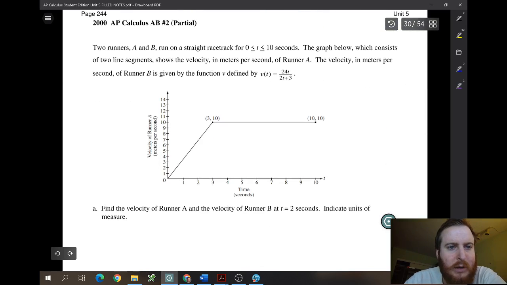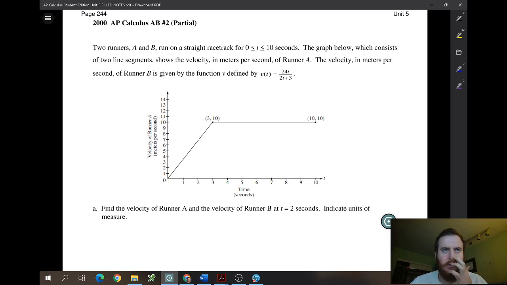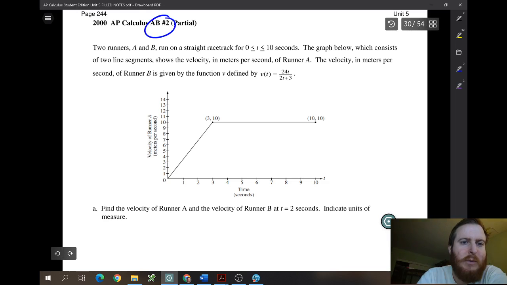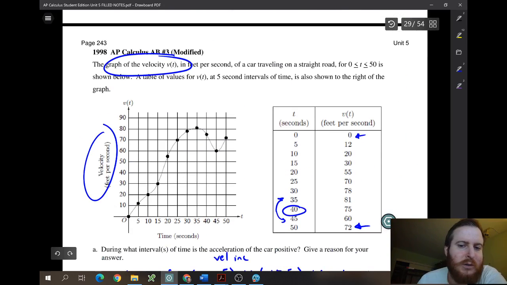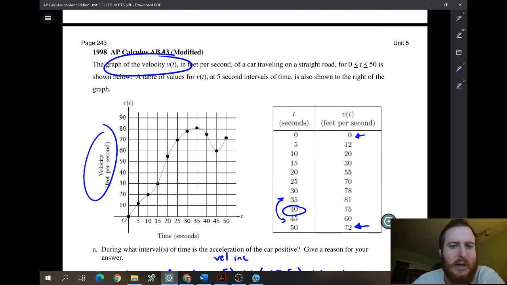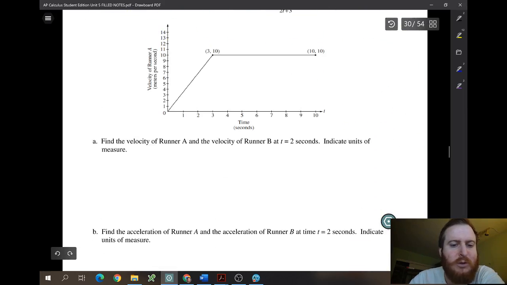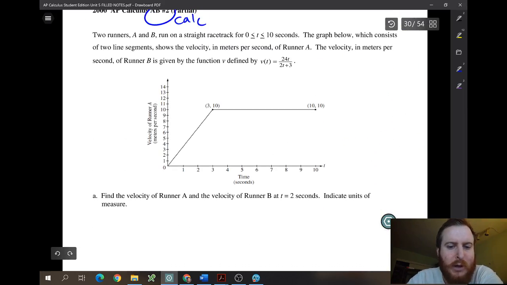Okay, next up, this is from the 2000 AP exam. So we have two runners, runners A and B, running on a straight track from time 0 to 10. The graph is below, and that's for runner A. And then for runner B, they instead give us an equation. And remember what I told you guys, anytime you have a question that's number 1 or 2, that was always a calculator question. So you're expected to use a calculator. Right up here, this was from question 3. This one actually was a calculator question because it was from 1998, but we didn't really have to use it too much. But this one definitely will be a calculator question.